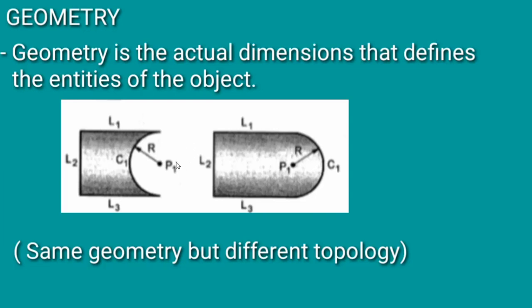But if you observe the radius of the half circle and the point P1, somewhere it is inside and somewhere it is outside. Here you can see P1 is inside the object and here P1 is outside the object. That gives the difference between geometry and topology. So you can observe here same geometry but different topology. By understanding this, we can easily understand the difference between geometry and topology.